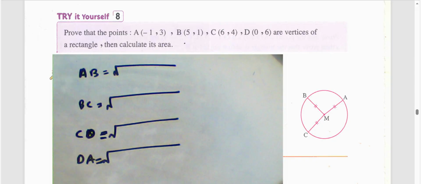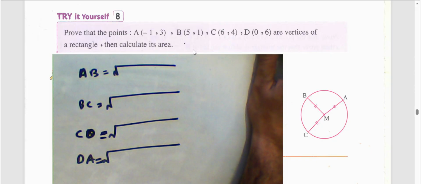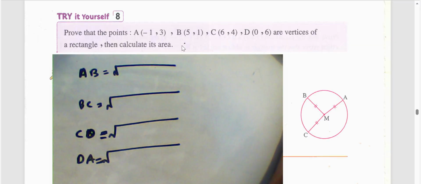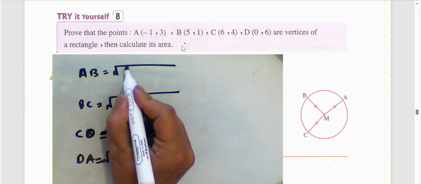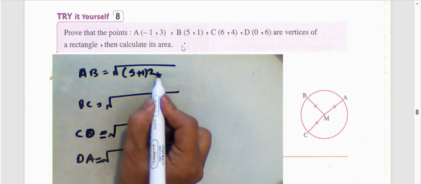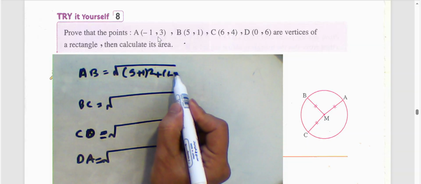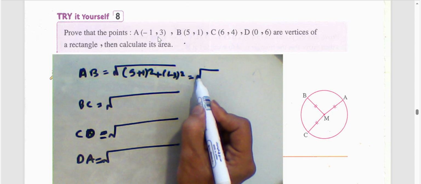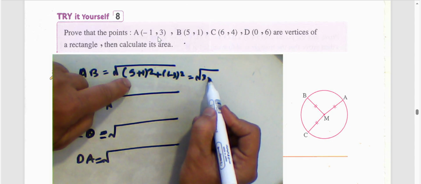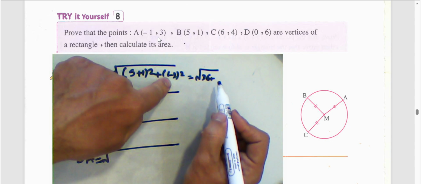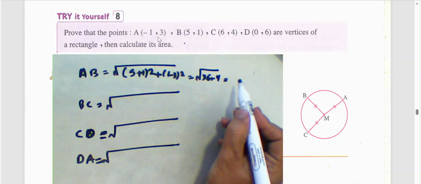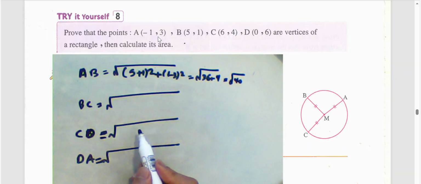Look at here, AB, we have A and B. We can find the difference between 5 and negative 1. 5 minus negative 1, it will be 5 plus 1. Understood? 5 plus 1, and 1 minus 3. Square root of 5 plus 1, 6. 6 power 2 is 36. 1 minus 3, negative 2 power 2 is 4. The result will be square root of 40.